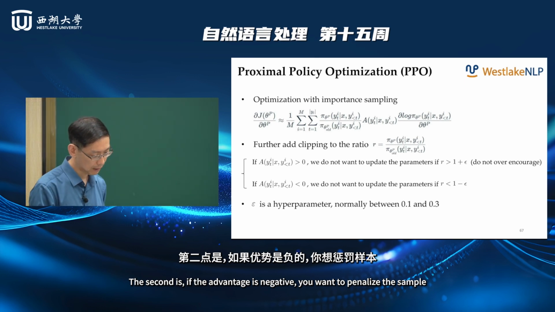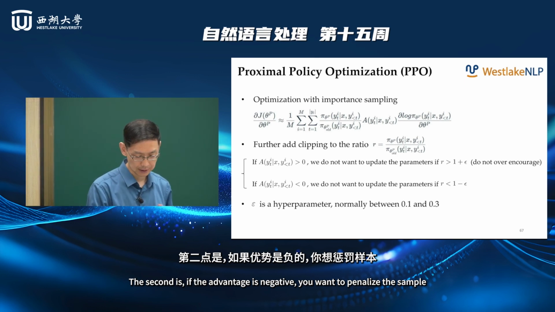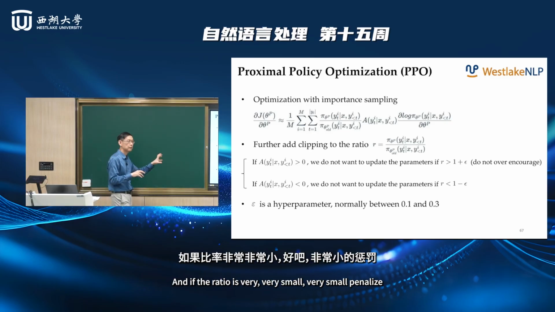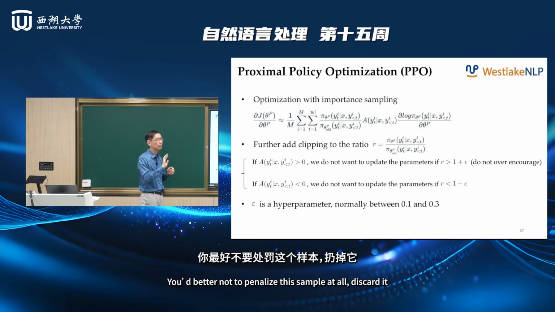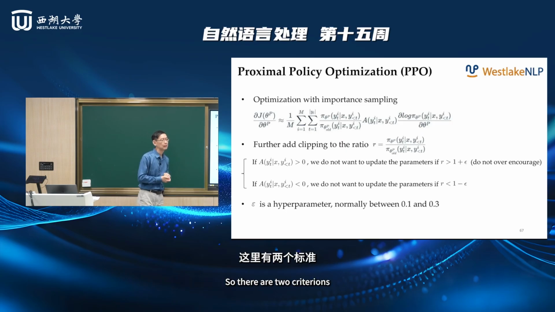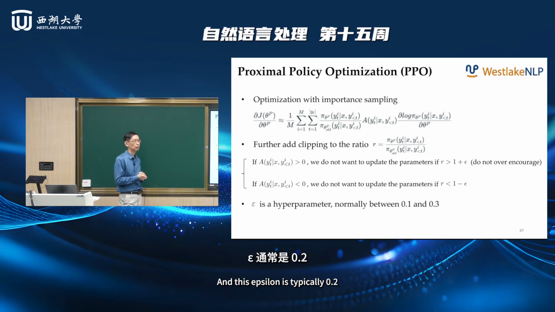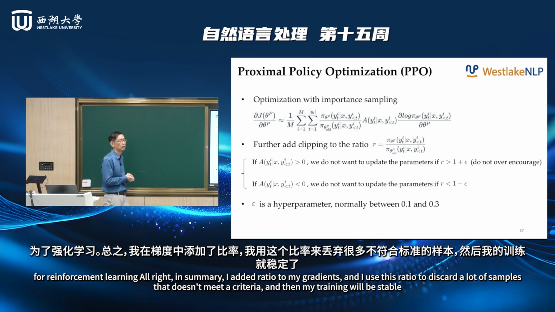The second is if the advantage is negative, you want to penalize the sample. And if the reward is very, very small, you'd better not penalize this sample at all, discard it. So there are two criteria. The threshold is 1 plus epsilon and 1 minus epsilon respectively, and this epsilon is typically 0.2 for reinforcement learning.